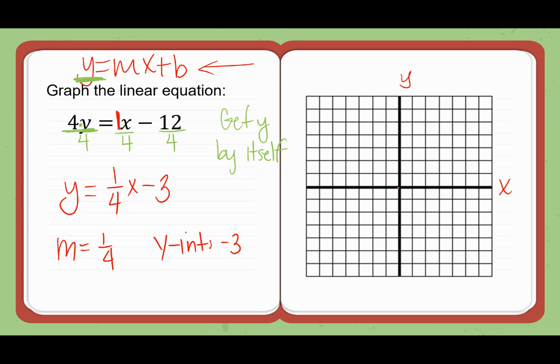So I'm going to find negative 3. So down 3 from 0, 1, 2, 3. And my slope is 1/4. That means I rise 1, run 1, 2, 3, 4, and I land here. I can also go backwards, meaning going down 1, to the left 4, and there's my line. So if it's not in slope-intercept form, get it there by solving for y.